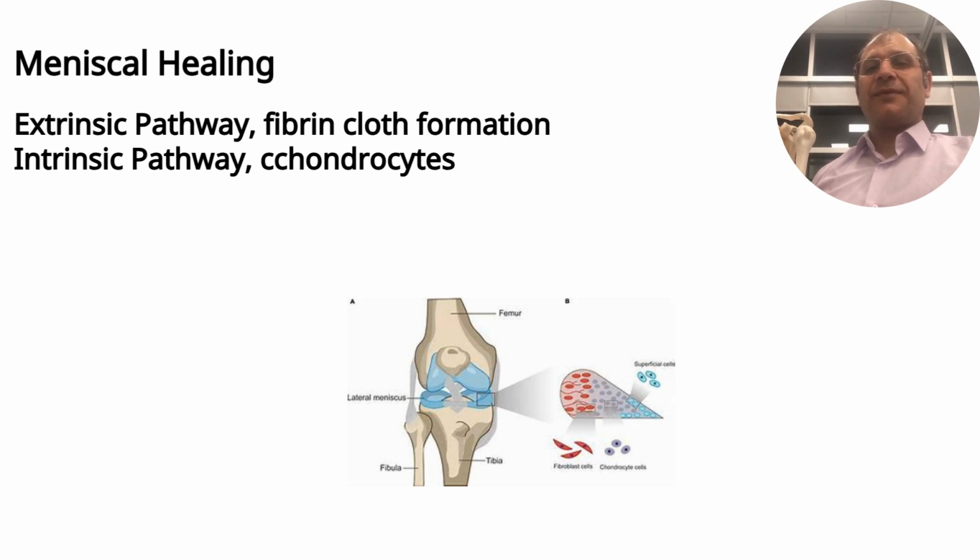Extrinsic pathway. When a meniscal tear occurs, a fibrin clot forms within the tear margins, creating a scaffold for angiogenesis from the perimeniscal capillary plexus. The clot contains growth factors like platelet-derived growth factor and fibronectin, which attract and stimulate reparative cells.